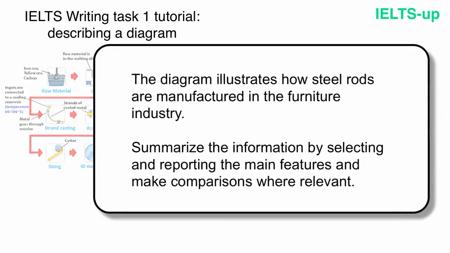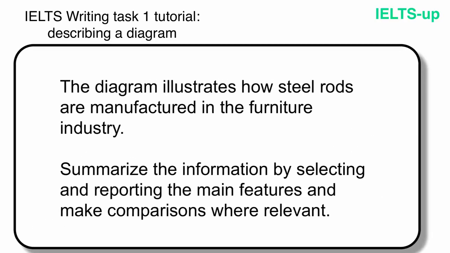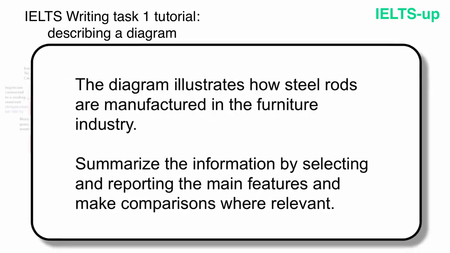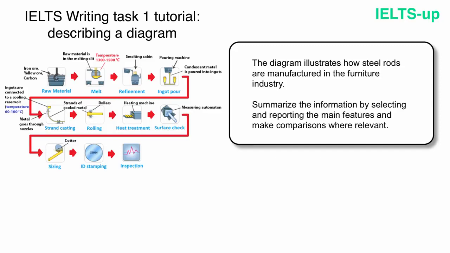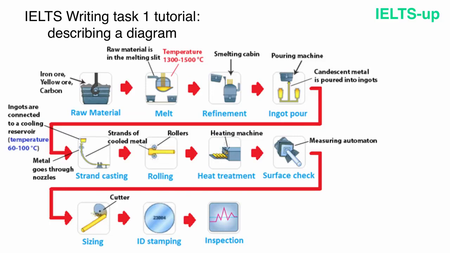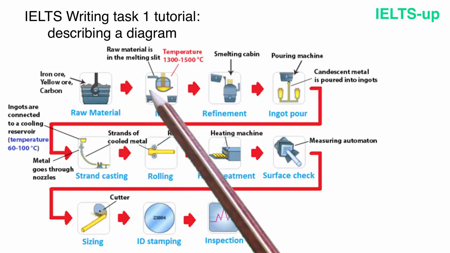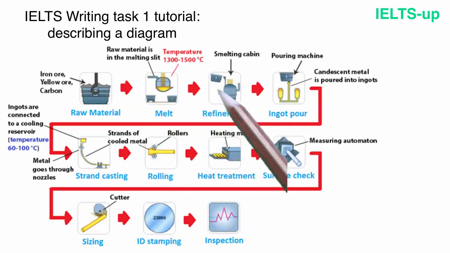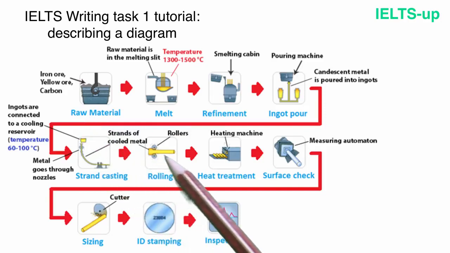Let's take a closer look at our question card. It says, the diagram illustrates how steel rods are manufactured in the furniture industry. Summarize the information by selecting and reporting the main features and make comparisons where relevant. Now, let's examine our diagram. In this case, it's a process diagram. It shows the process of manufacturing of metal rods. Each process consists of several stages.